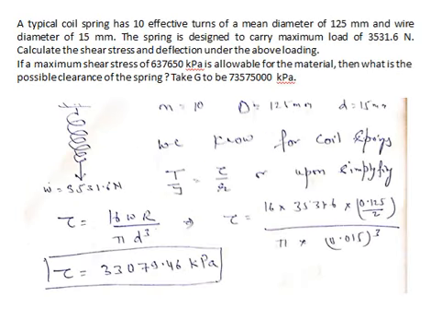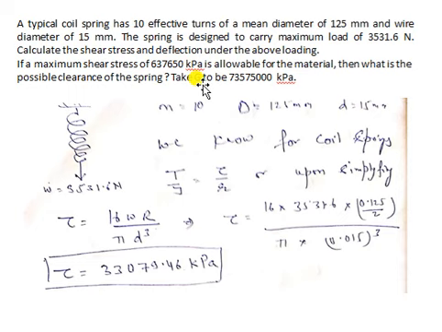Now we need to calculate the second part also. Let's see what this part says. It is asking that if the maximum shear stress is given for the given material, the maximum allowable shear stress is 637,650 kilopascal, then what should be the possible clearance of the spring.